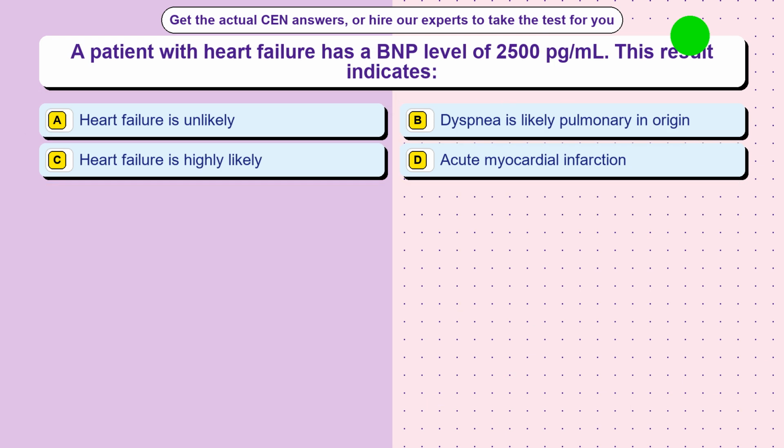Question 93. A patient with heart failure has a BNP level of 2500 pg/ml. This result indicates. Option A, heart failure is unlikely. Option B, dyspnea is likely pulmonary in origin. Option C, heart failure is highly likely. Option D, acute myocardial infarction.